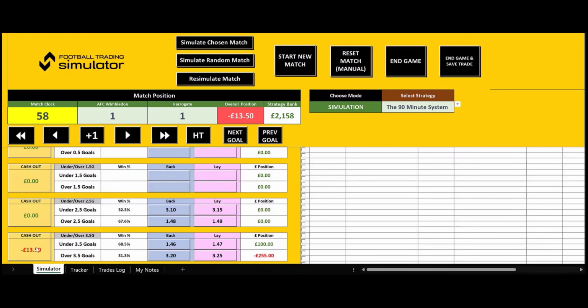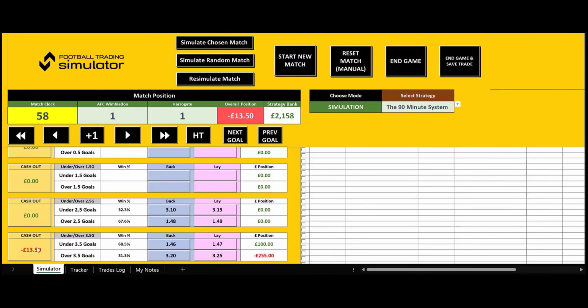58 minutes for the second goal. And so we will cash out. Okay, so we'll cash out and take the loss on this one. It's a small loss of around £13. So let's get that secured in.